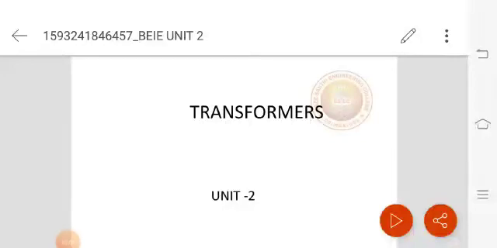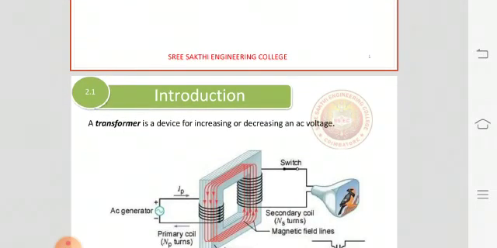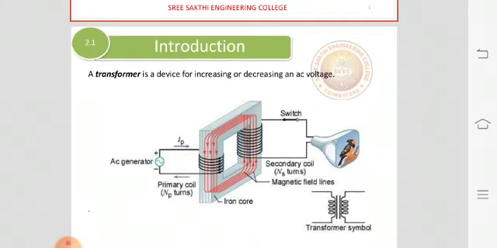Present here. Today we are going to see about transformers that comes under unit 2 of BEIE. So, introduction of a transformer. A transformer is a device for increasing or decreasing an AC voltage.